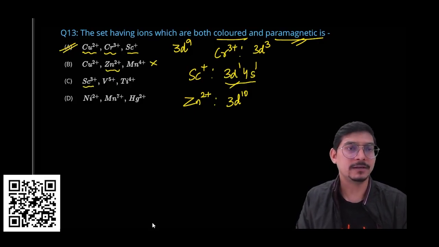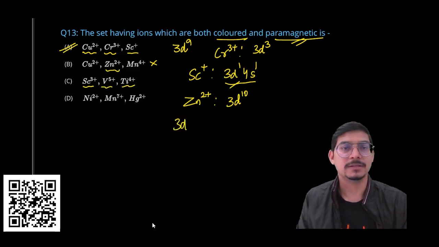In option C, scandium 3+, vanadium 5+, and titanium 4+, all of them have the same configuration of 3d0, which means there is no electron in the d subshell. So there should not be any color as well as paramagnetism. So option C also cannot be the correct answer.